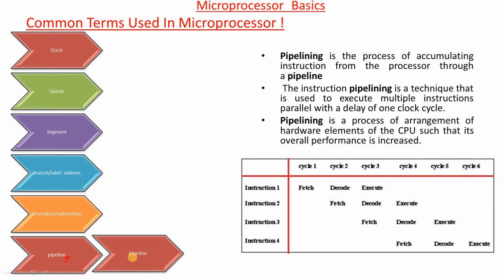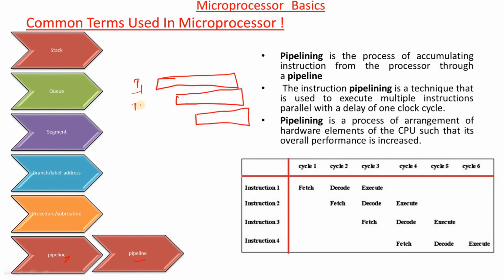The next one is pipeline. Pipeline means we are arranging the instructions in the form of a pipeline. For example, this is one instruction, this is one instruction, and this is one instruction. We are arranging instruction by instruction like this. So, for example, here instruction 1, instruction 2, instruction 3. Every instruction must follow 3 cycles. Then only you can say that the particular instruction is completed. The cycles are fetch, decode and execution.